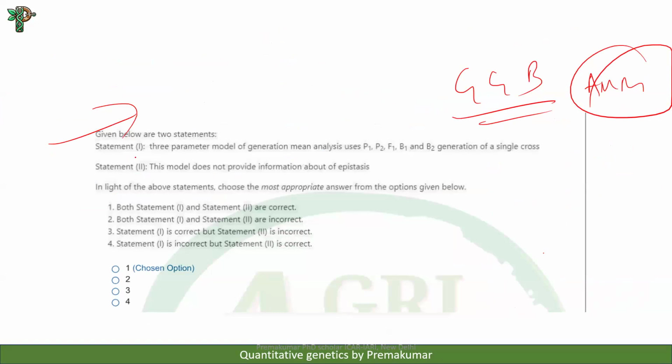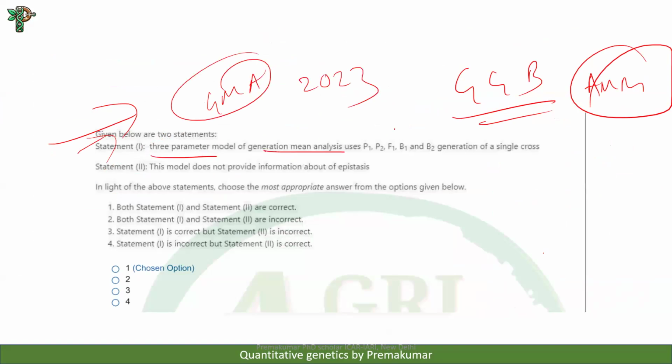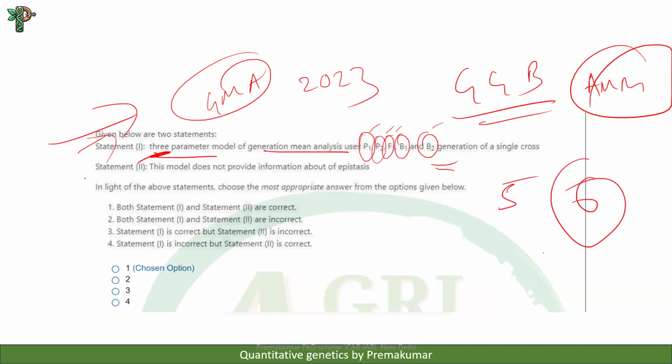Okay. Then, for example, in the GMA analysis, there is one question asked in 2023. Three parameter model, the generation mean analysis: P1, P2, F1, B1, B2 is used. See, three parameter, but I told you six populations we need. Here only one, two, three, four, five populations are there. Statement one is wrong. Then the model does not provide information about epistasis. Absolutely true.